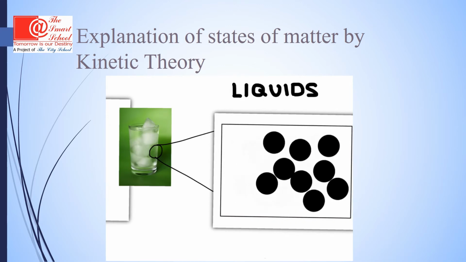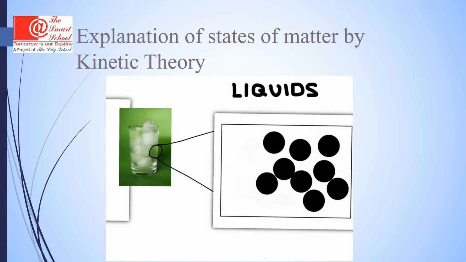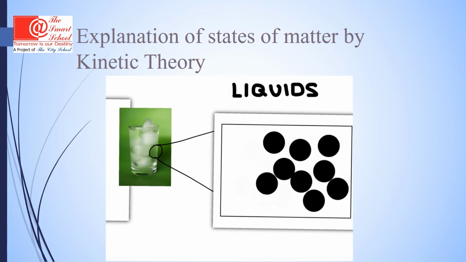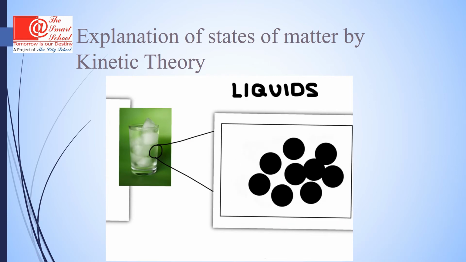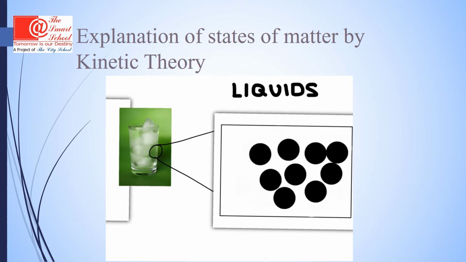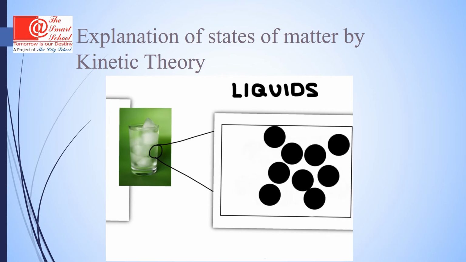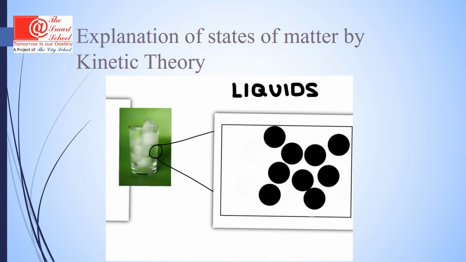Now, they are randomly moving, so they don't have that nice ordered pattern, but they're not moving fast enough to break those attractive forces. They have the ability to flow past one another, and liquids are not going to have a definite shape, and so they're going to conform to the shape of the container that they're put into. I mean, you could pour a glass of water into a different shaped container, and it's going to fill that container and take on its shape.